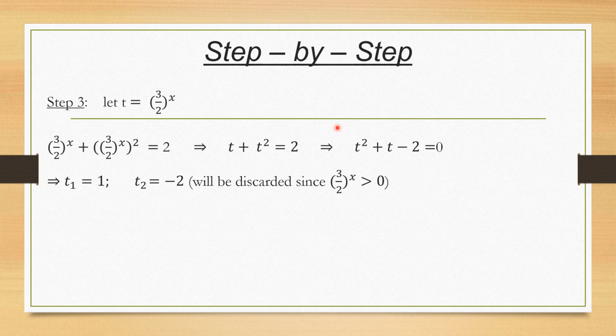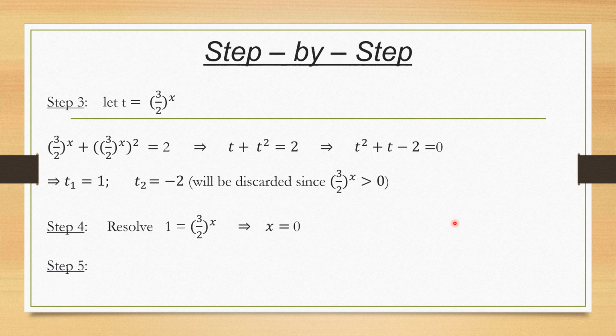Now, from this quadratic equation, we get two answers. First, t equals 1, and second, t equals minus 2. But because t is the answer of a positive number to the power of we don't know, it's always a positive number. We can't get a negative number from 3 over 2 to the power of x. No matter what x is, it's always going to be a positive number, which means we can discard t equals -2 as an answer. Now we get t equals 1, and the only way for t to be equal to 1 is when x is equal to 0, because any number to the power of 0 gives us 1, except 0.